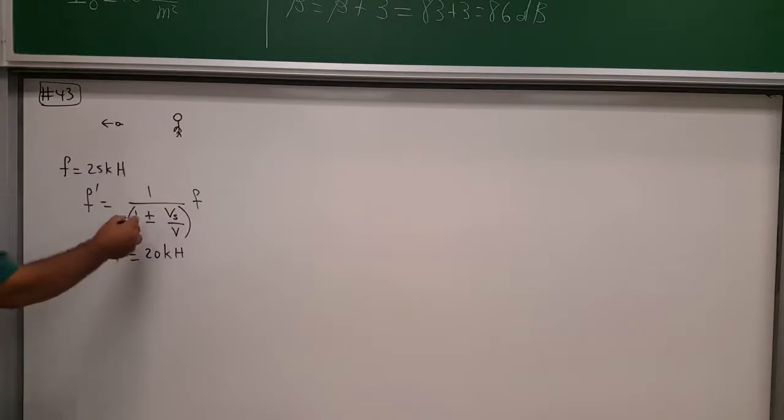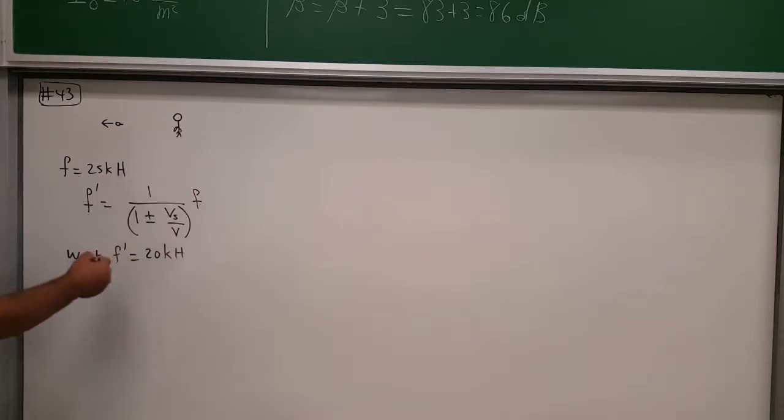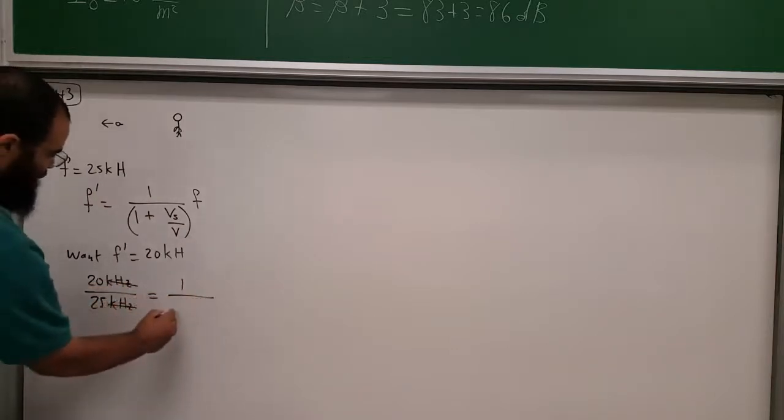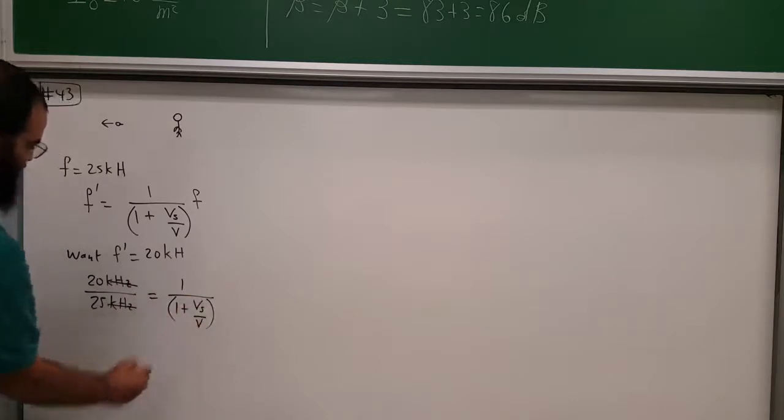Moving away means a lower frequency, so you take this frequency and divide it by a number that's slightly more than 1. So we have to use the plus sign. On the left side, we have 20 kilohertz divided by 25 kilohertz, f prime over f, so the kilohertz goes away. That equals 1 over 1 plus the speed of the source, the bat, divided by v, the speed of sound.